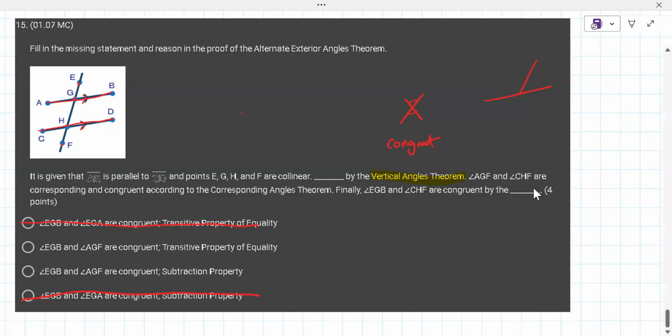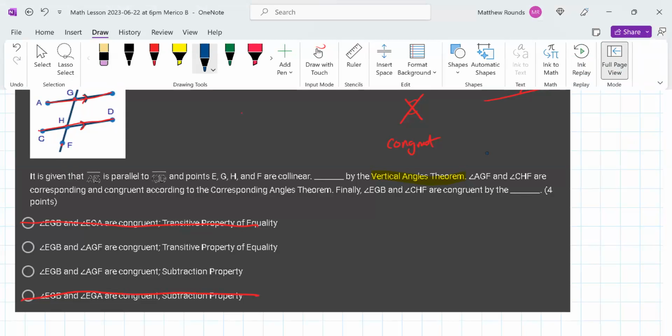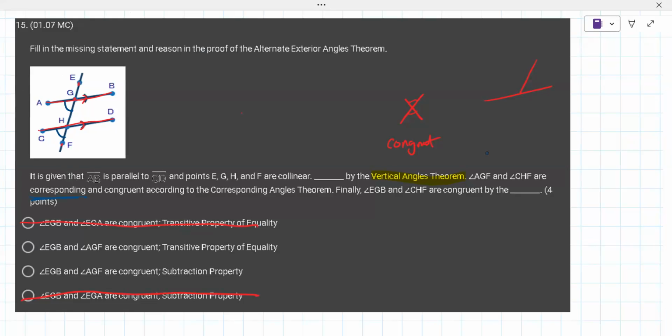We're trying to figure out this last one. So it says angle AGF and angle CHF are corresponding. This part right here, those are corresponding. It's like lower left, lower left. And congruent according to the corresponding angles theorem. So finally, that means angle EGB and CHF are congruent by the.